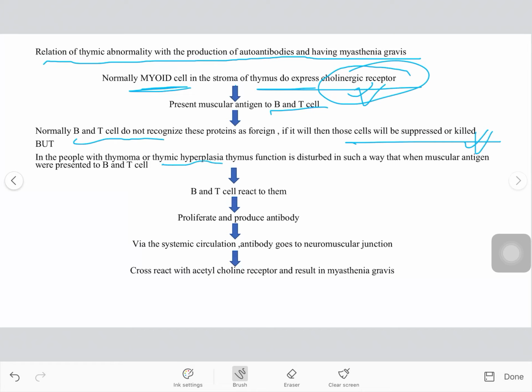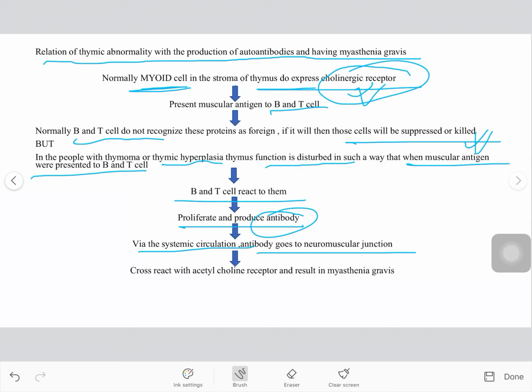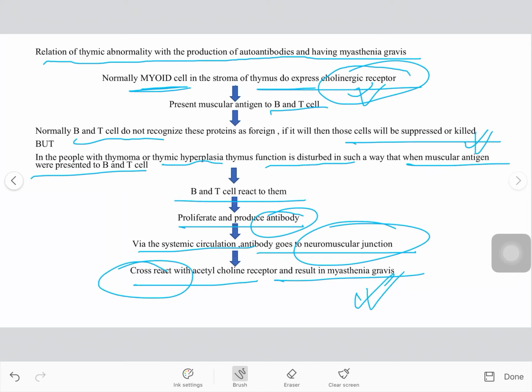But in people with the thymoma or thymic hyperplasia, thymus function is disturbed in such a way that when muscular antigen is presented, the B and T cells will react with it. That is the difference between normal and abnormal. Those B and T cells proliferate and produce the antibody. Actually, the B cell, specifically the plasma cell, that is the matured B lymphocyte, will produce the antibody. Via the systemic circulation, the autoantibody will go to the neuromuscular junctions, cross-react with the acetylcholine receptors and result in myasthenia gravis. That cross-reaction is the phenomenon we have already discussed previously. This is the pathophysiology of myasthenia gravis, and I hope you have learned a lot about it. Thank you.